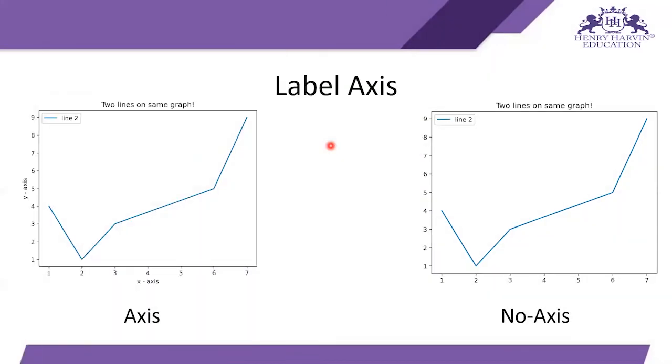Next comes the label axis. If you have data, you also have to specify the labels of the axis. Like this is the x-axis, and what do you specify in the x-axis, and what do you specify in the y-axis. Let's say this is the stock market price, and here in the x-axis this is the years, and this is the price. So you have to specify on the x-axis that this is the years, and on the y-axis this is the price of the stocks.